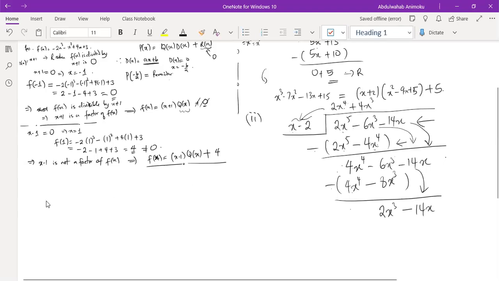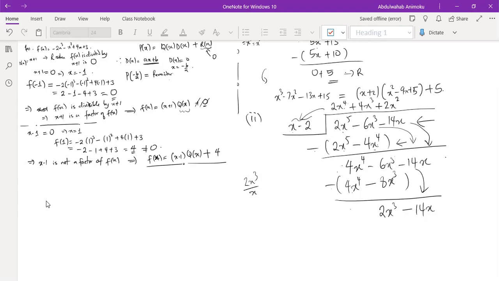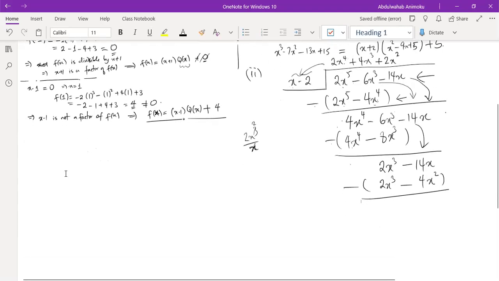Then we continue. X into 2x raised to the power 3, that will be what? Plus 2x squared. So if you're wondering how I got 2x squared, it's basically this divided by x. So 2x squared times x will be 2x cubed. Then 2x squared times minus 2 will be minus 4x squared. Then we subtract again. You see, this can get quite long, right? But you have to be patient till the end.